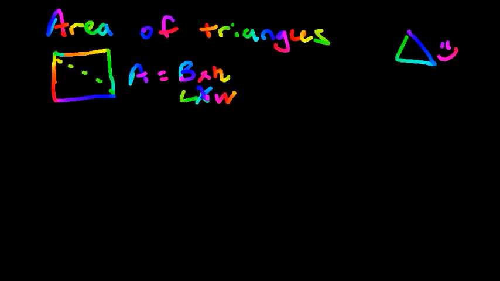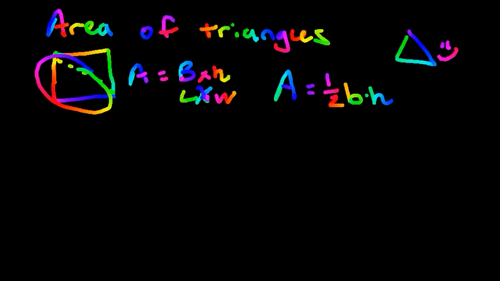Well, if you think about a square, if I cut that square in half, that makes two triangles. Therefore, the formula for the area of a triangle is area equals half times base times height, because we only have half of this square, and we have the base and we have the height.